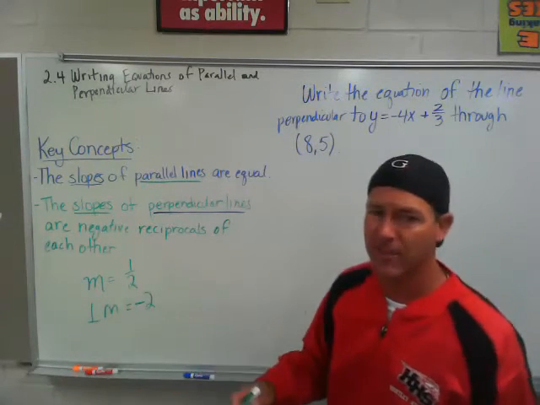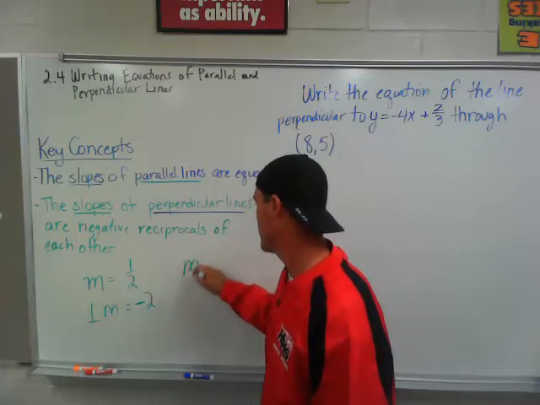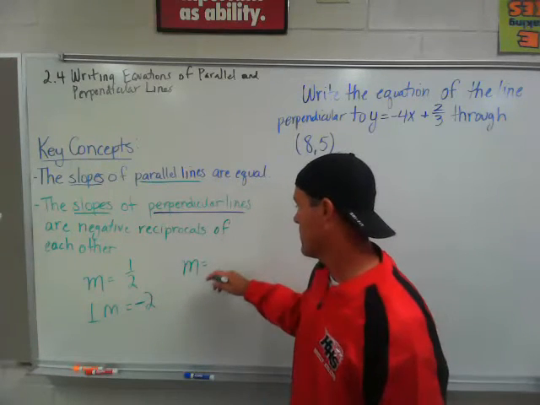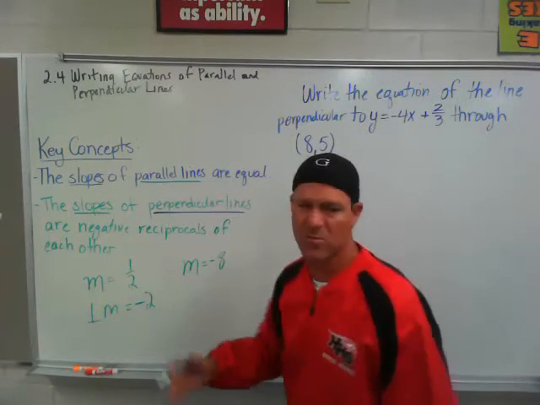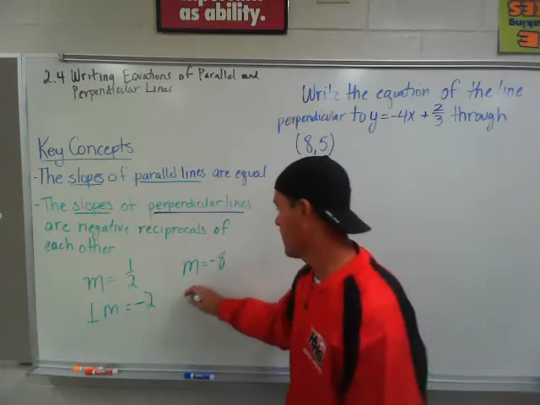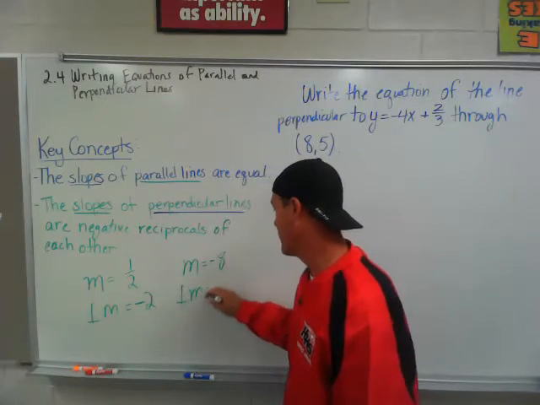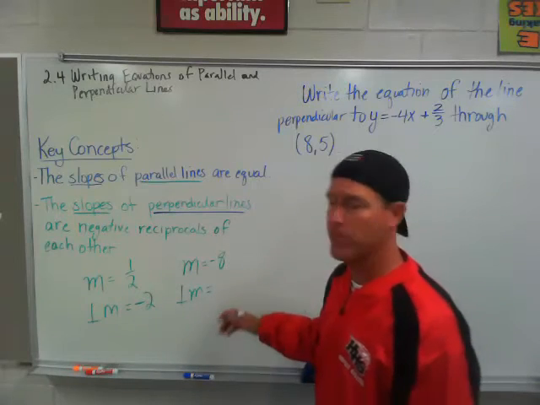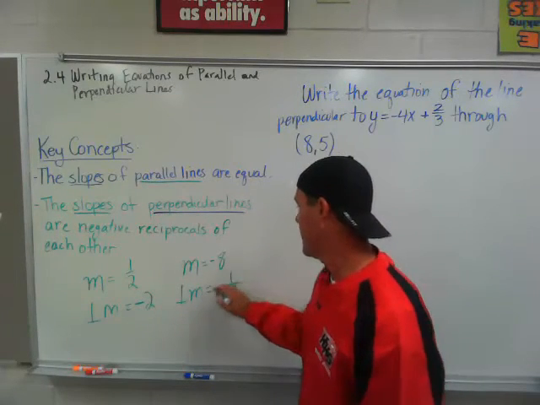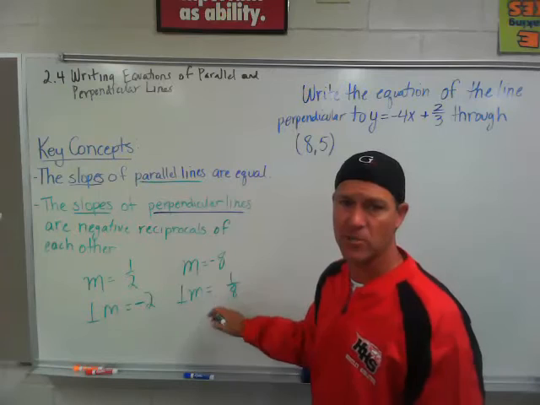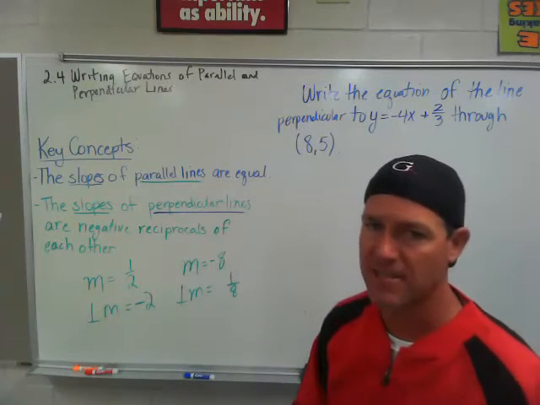Okay. Now, if you had a whole number here, so if we had, let's just call it -8, we'll just go with that. And I want the perpendicular slope, what I do is I flip this over, right? That makes it 1 over 8. And then because this was a negative, I change it to a positive. So I'm using that concept.